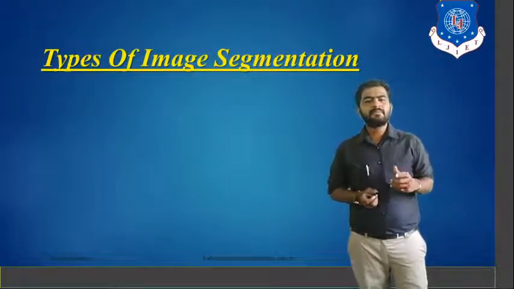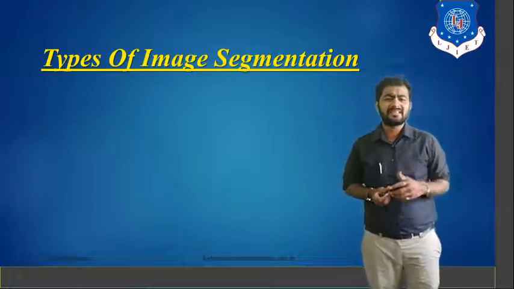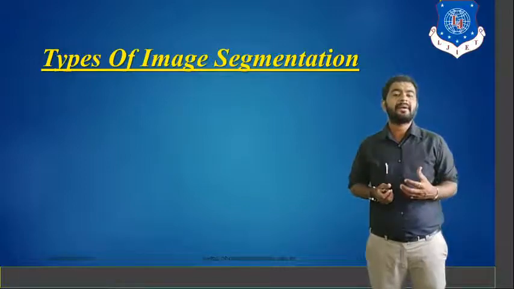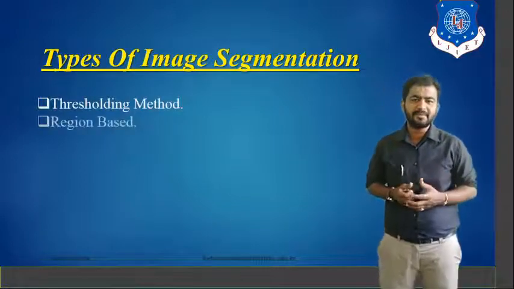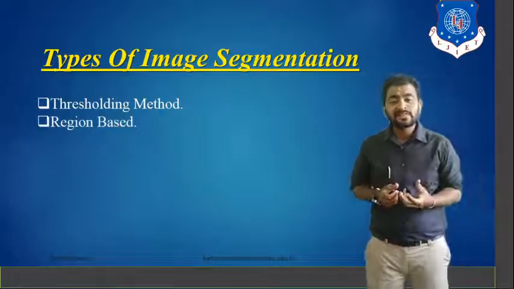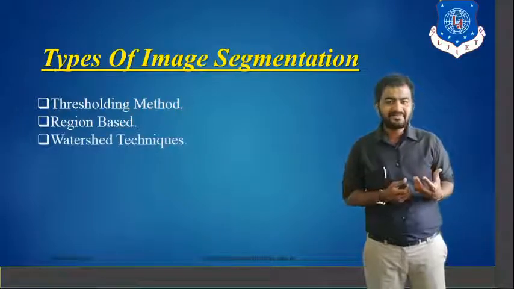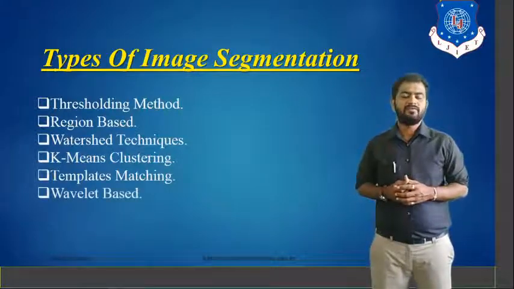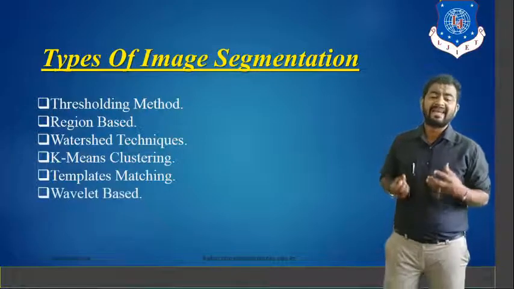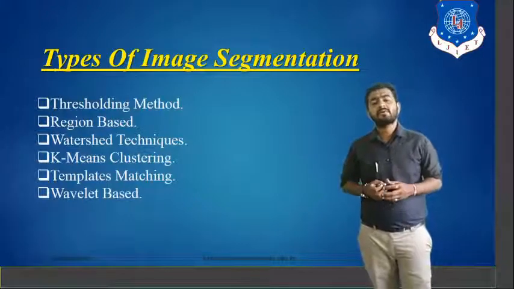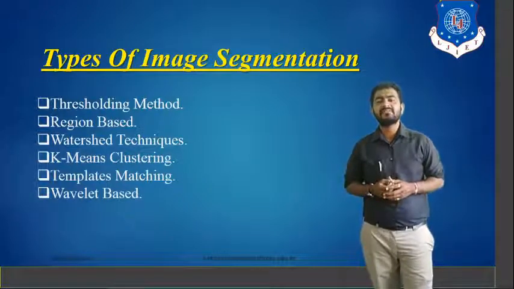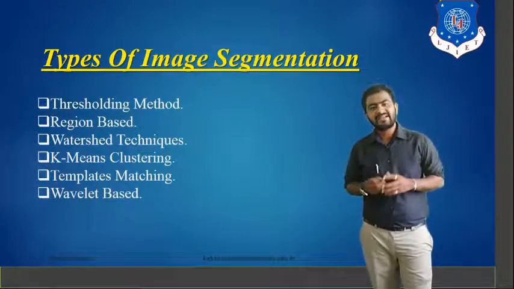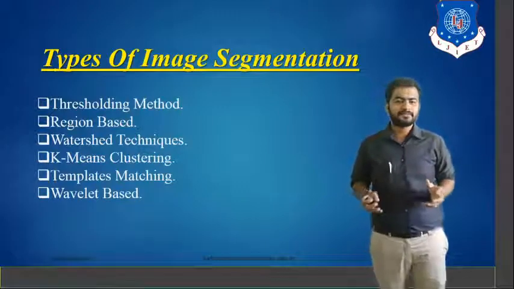Now, the types of image segmentation means there are a few methods that we can use for segmenting images. As you can see: thresholding method, region based method, watershed method, k-means clustering, template matching, wavelet-based transformation method, and so on. So when we're talking about image segmentation, we are dealing with different types of segmentation methods and different types of segmentation techniques too.